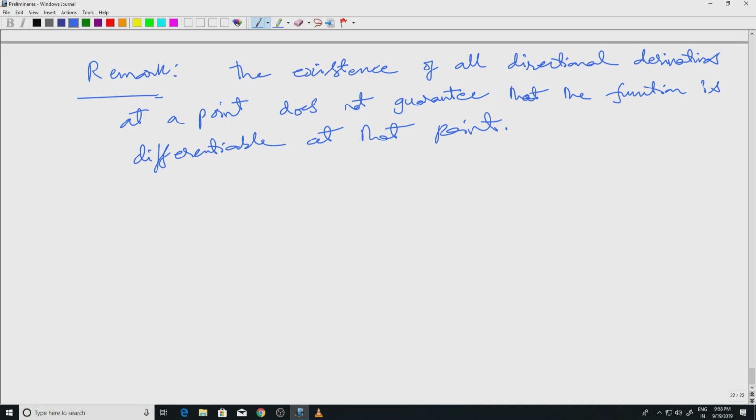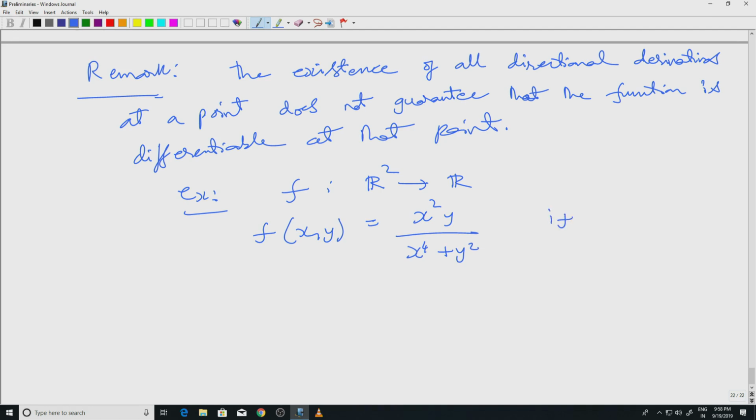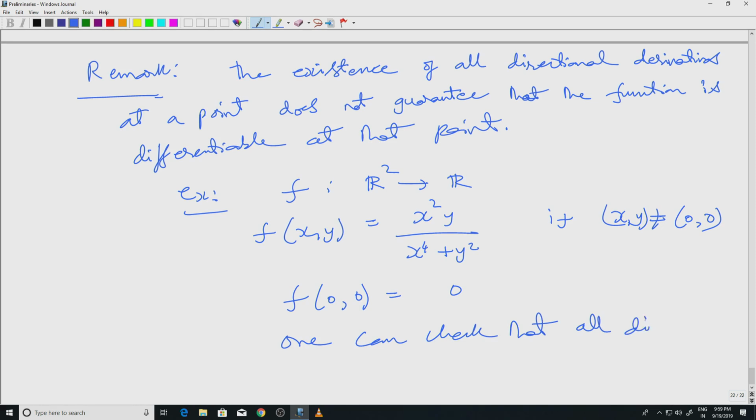So the standard example is, here's an example. I'll define a function from R2 to R by f of (x,y) is x squared y over x to the power 4 plus y squared if (x,y) is not equal to (0,0), and f of (0,0) I just define it to be 0. One can check that at the point (0,0) all directional derivatives of f exist, but f is not differentiable.